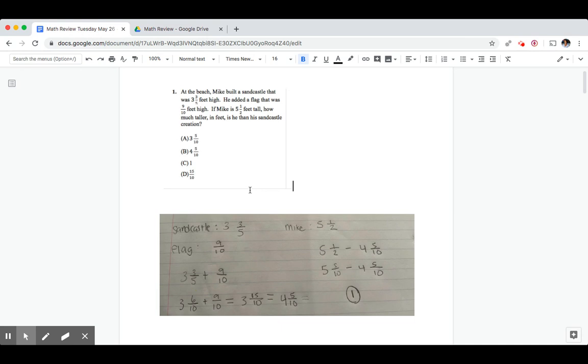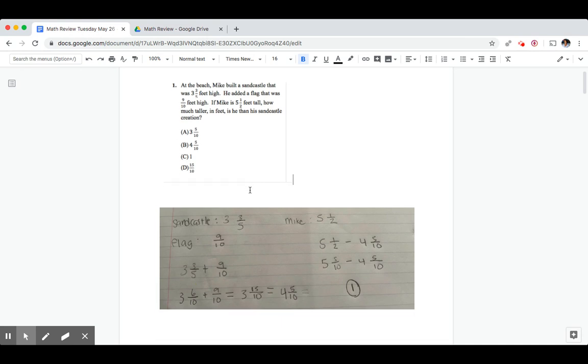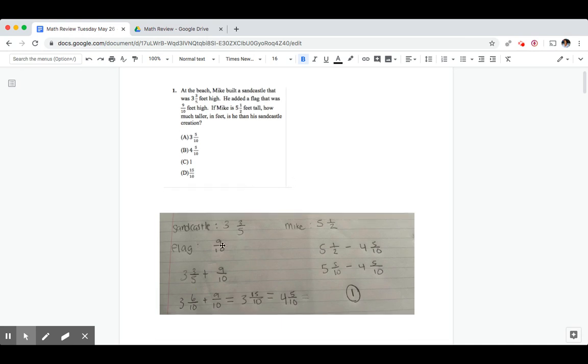So for number 1, you're going to go ahead and check your work against mine, making sure that you showed your work, that you wrote number sentences, and that you solved correctly to find the correct final answer, which I have circled.